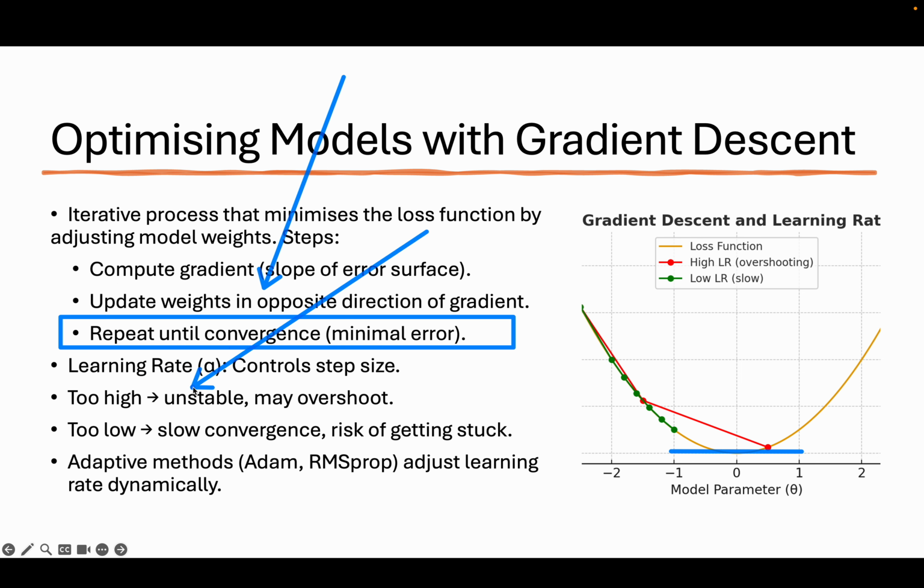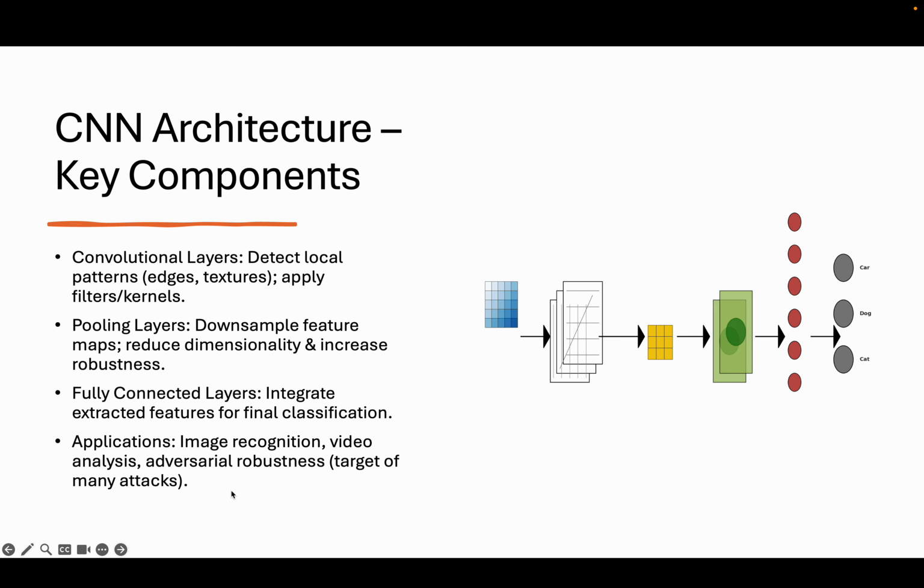If it's too high, it's unstable and might overshoot. So this here is an example of overshooting. And if it's too low, then you run the risk of getting stuck and never reaching the point. Basically, you're going to have too many steps. And for this, you need adaptive methods like Adam to adjust the learning rate.